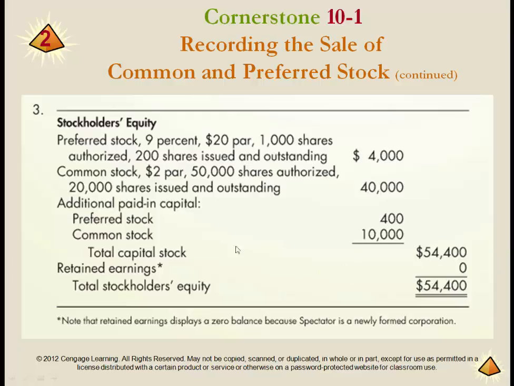And they have 54,400. And you notice there's a zero here. It tells you that it's a newly formed corporation. Typically, there's going to be some kind of dollar amount here, plus or minus. The odds of there being a zero after an organization has been in existence, even a month, are pretty rare.